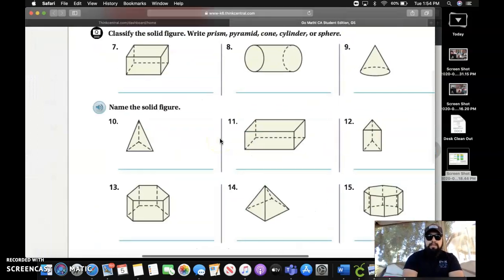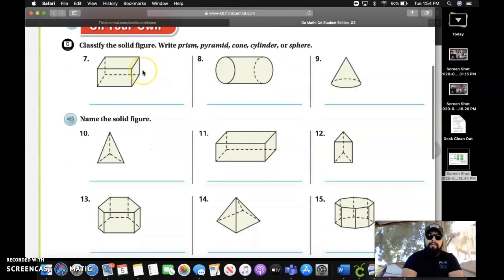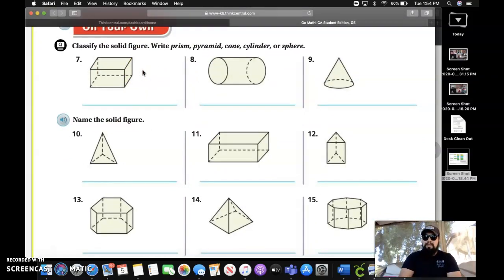And for these next ones, let's just go over number 7. Now would be a good time, because that's pretty much it for this lesson. But I don't want to do it all. I want to give you guys the opportunity to try a couple on your own. So let's look at number 7. Well, what are the bases? They're rectangles. And we know we have 2 bases, so that makes it a rectangular prism.